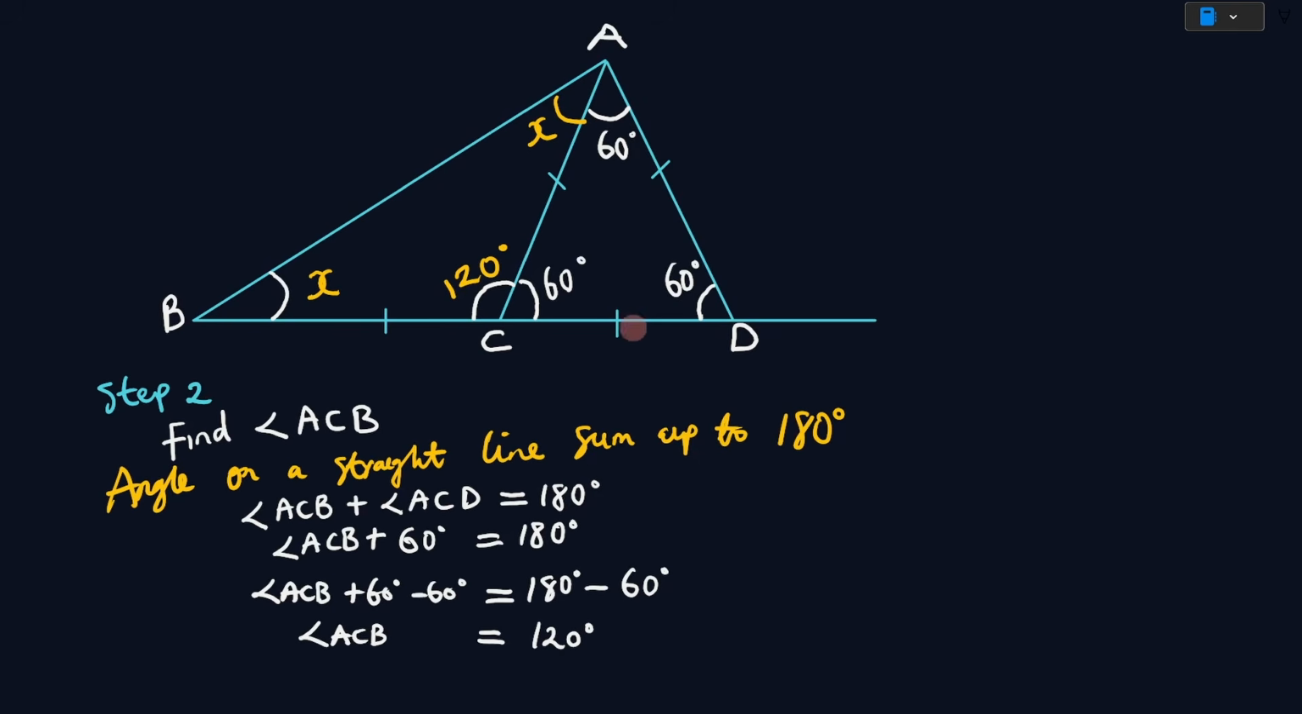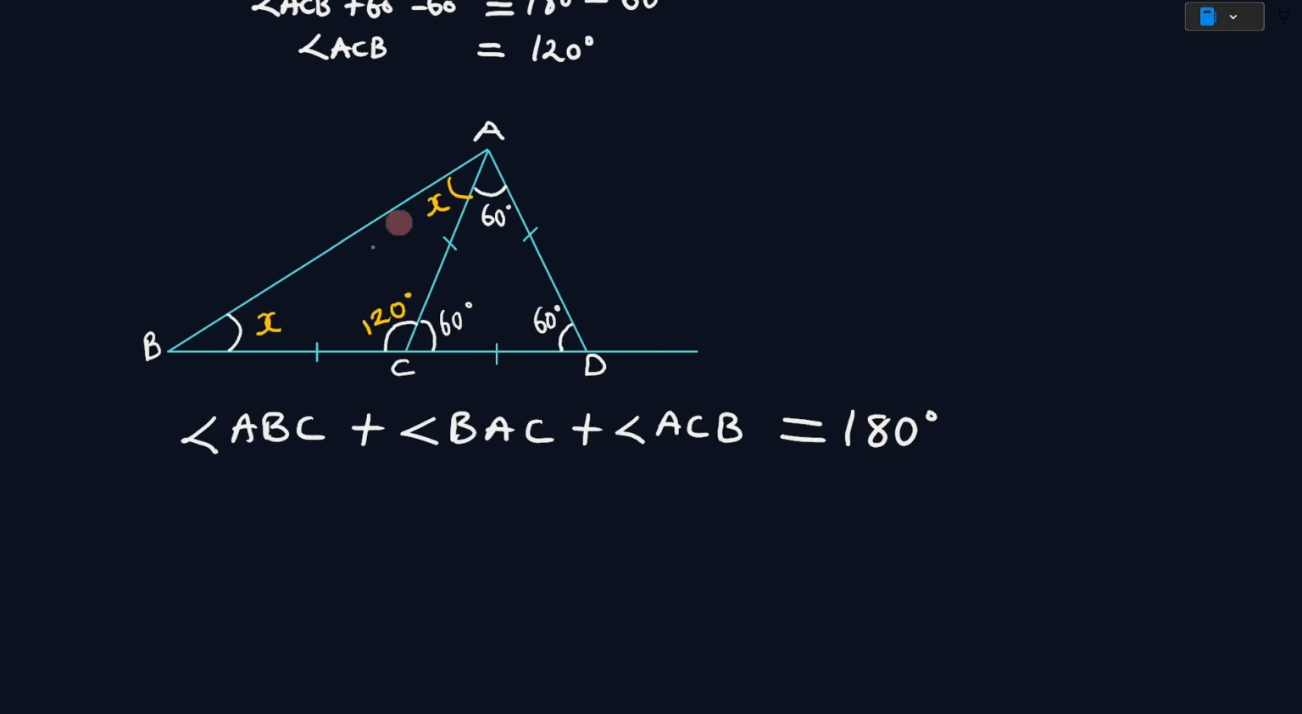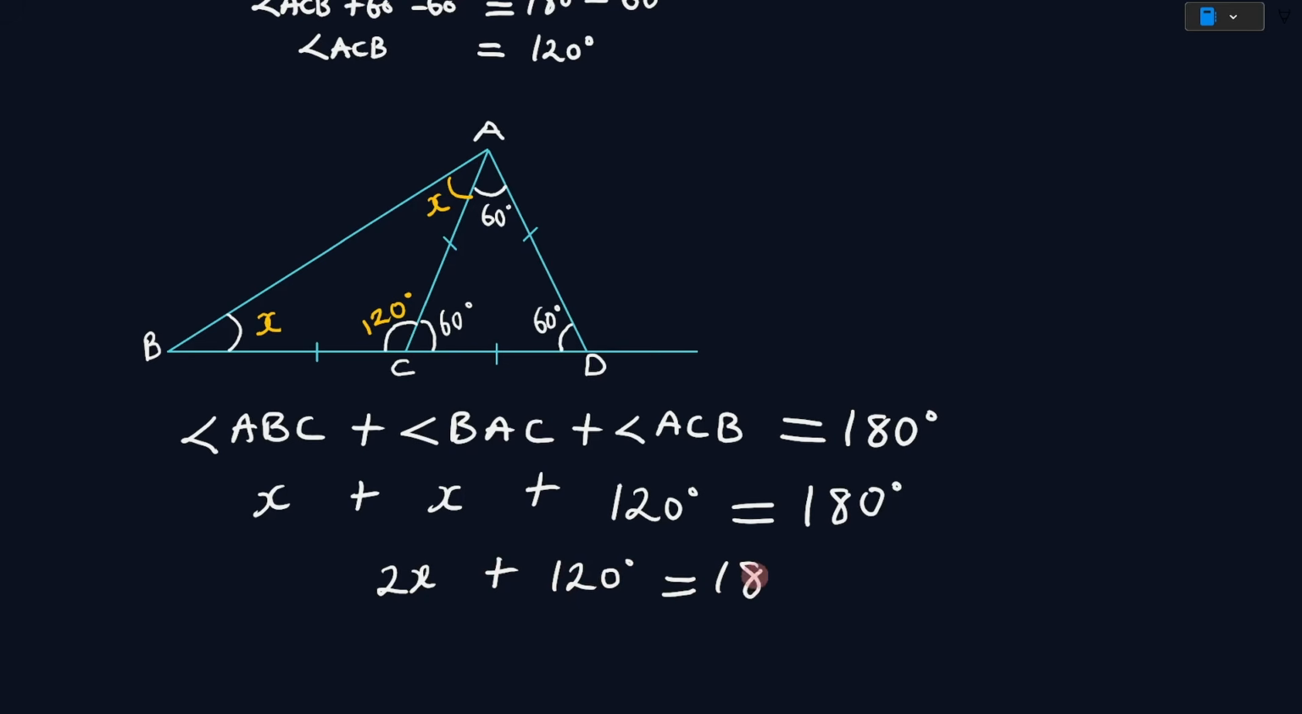So for clarity's sake, let us redraw this. Since triangle ABC is an isosceles triangle, the sum of the interior angles should be equal to 180 degrees. This means that angle ABC plus angle BAC plus angle ACB all should be equal to 180 degrees. Angle ABC is x, plus angle BAC, BAC is also x, while angle ACB is 120 degrees. This is equal to 180 degrees. x plus x is 2x, plus 120 degrees, equal to 180 degrees.